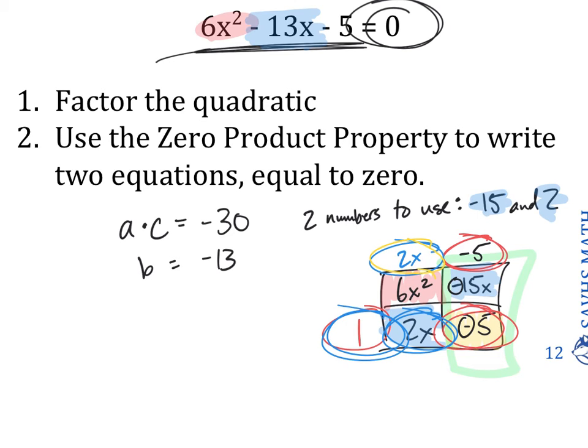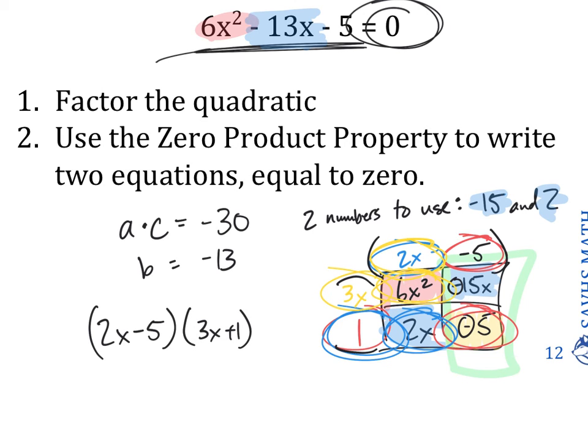This is 2x, this is 6x squared. This times this has to give you 6x squared, so this has to be 3x. Okay, what am I left with? I'm left with 2x minus 5 on the top. That's this part right here. And then I have my 3x plus 1 right there. Remember that this entire thing right here is equal to this entire thing, and so therefore, I can say that this is equal to 0 because it was equal to 0 here.